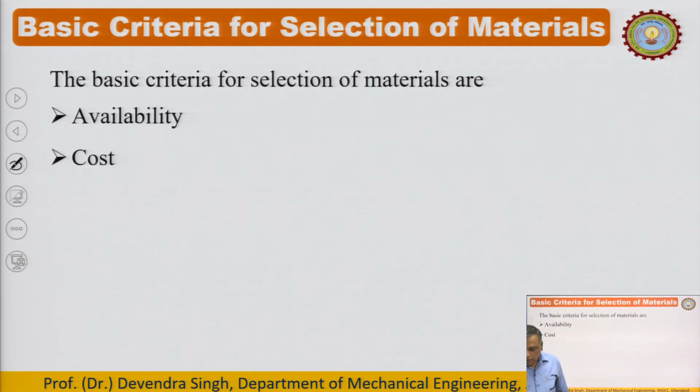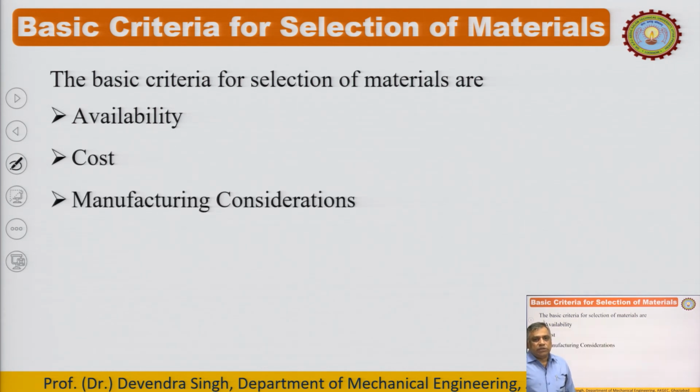These are the types, and the basic criterion for the selection of material is availability. The material must be available. If it is not available, there is no case for use of that material. For the design, the cost includes your manufacturing cost, raw material cost, and transportation cost. Whatever you design, it should be economical and safe.